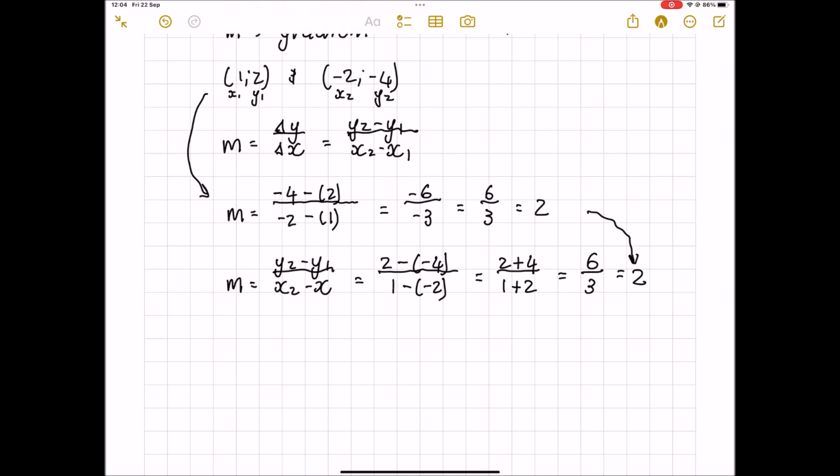So now you can see that it doesn't matter which one of the coordinates you use for x1 and y1 and x2 and y2. You'll get the same answer, because it calculates the slope or the gradient between the 2 points. So it doesn't matter which one you choose as the first or the second one, you'll get the same answer.